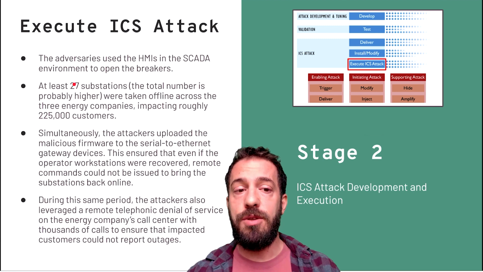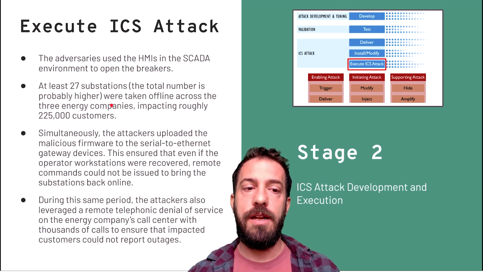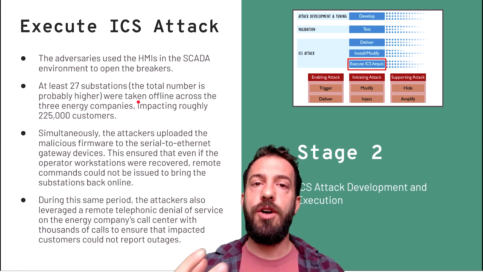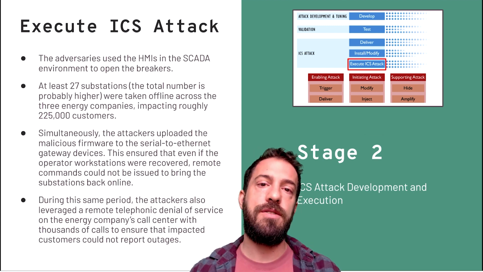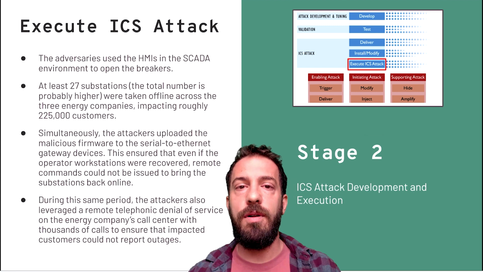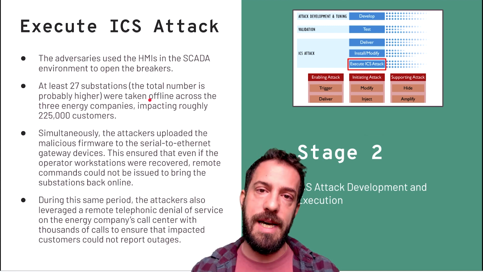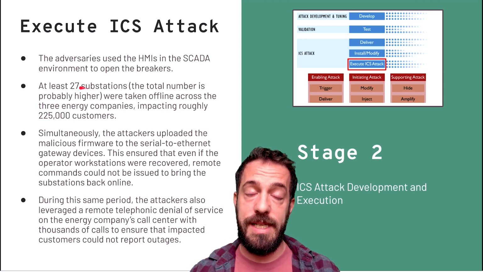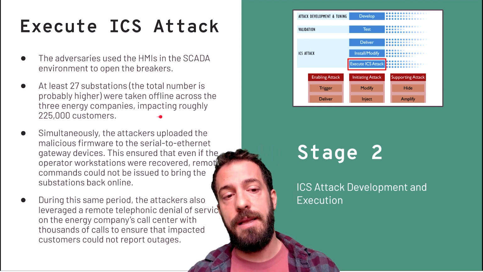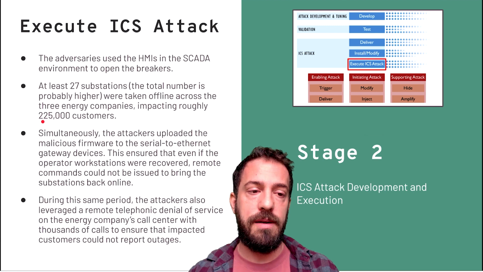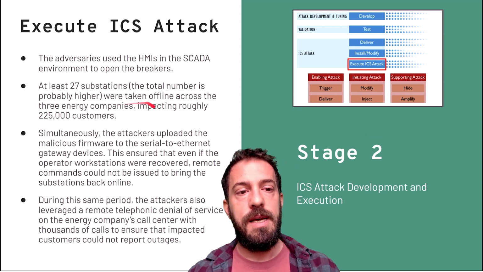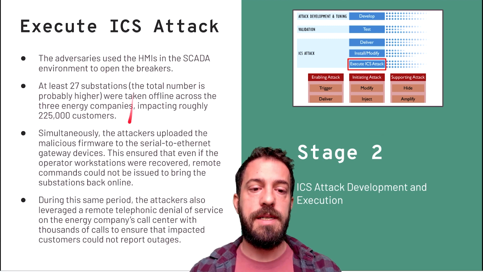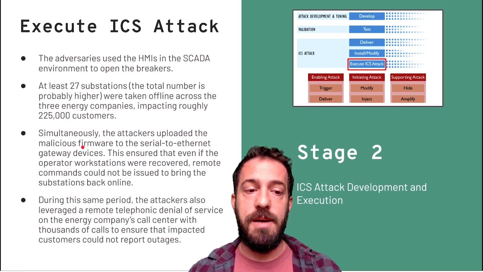We're aware of at least 27 substations that were taken offline. They were taken offline in a similar way that a legitimate operator would take something offline for a reason of maintenance or some fault or something else happening in the system. So they were doing exactly similar actions to those substations. And these 27 substations impacted roughly 225,000 customers.